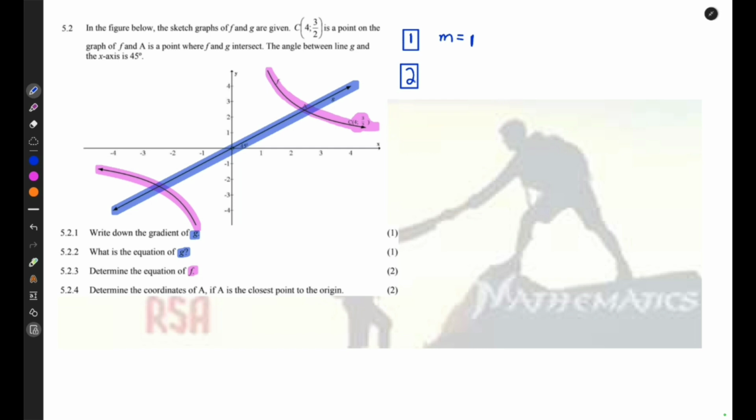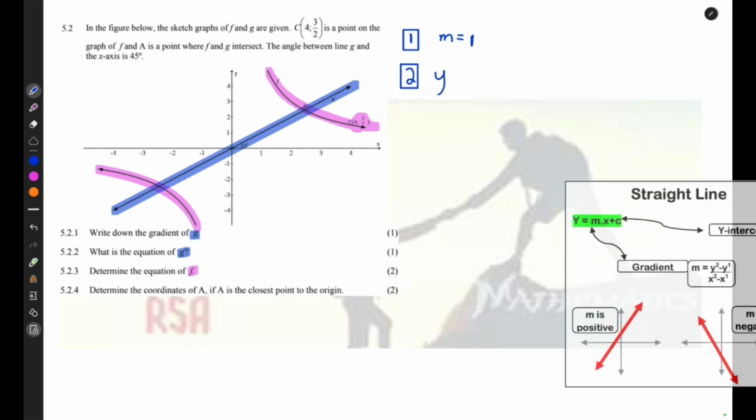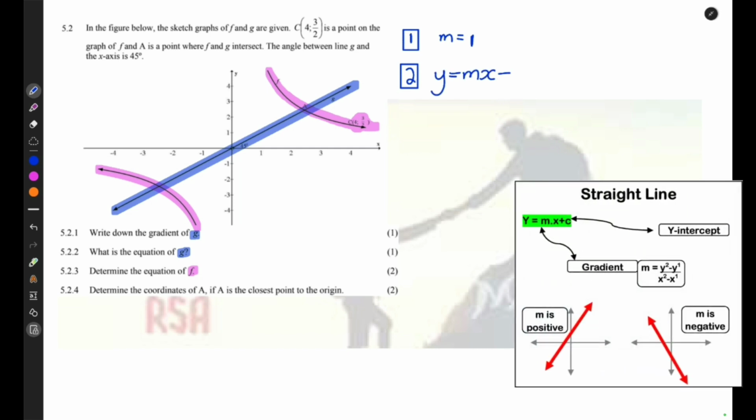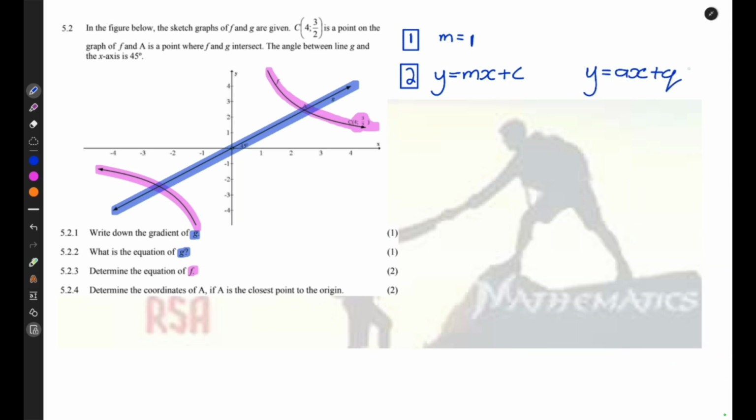Question 2, what is the equation of the g graph? Now, because it's a straight line, I can say it's y equals mx plus c. Some textbooks go for ax plus q. It means exactly the same. In question 1, we saw that the gradient was 1. So I can replace m with the gradient, or I can replace a, and the c in this case represents the y-intercept. I can clearly see the y-intercept is 0, so you can write plus 0, or you can just leave it like that, and that is the answer. For 1 mark, I must just say y is equal to x.